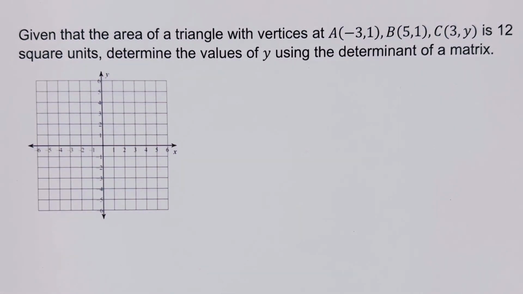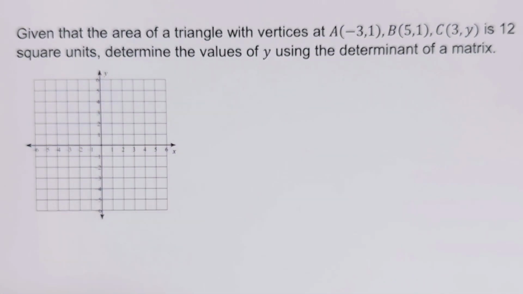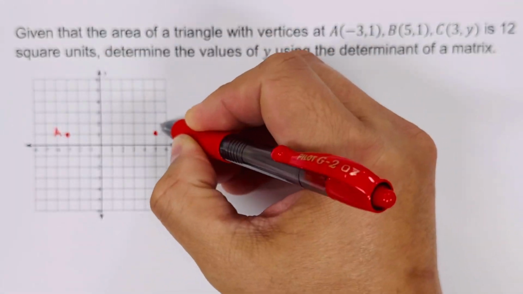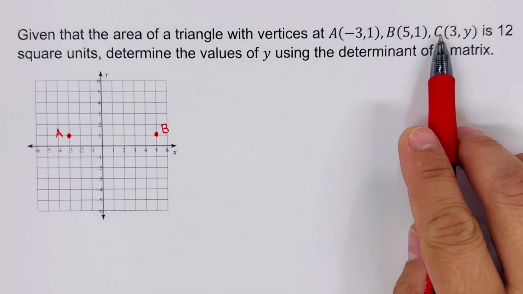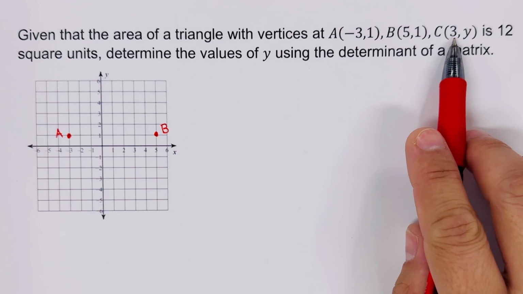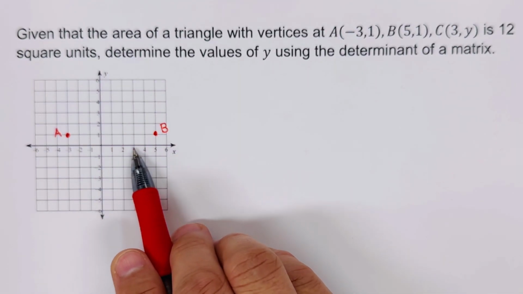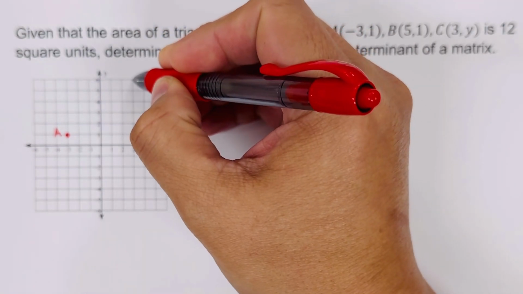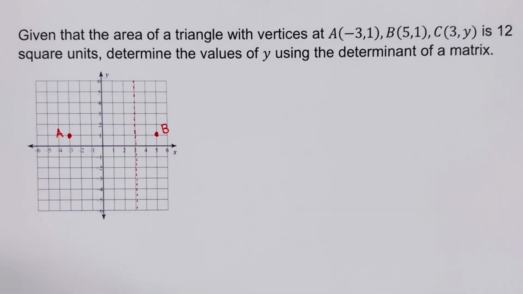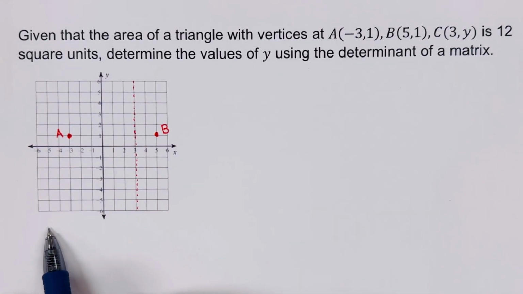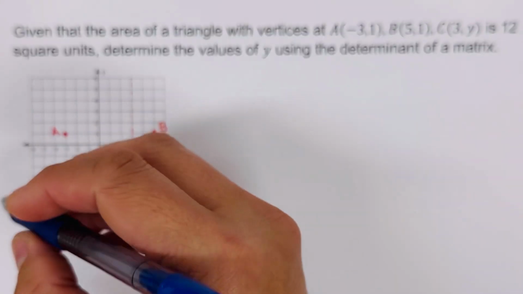So I'm going to go ahead and plot these two vertices A and B up here. It says here that our vertex C has an x-coordinate of 3, so it should be sitting within this line right here. I'm going to go ahead and write the formula to find the area of a triangle using determinant of a matrix down here.